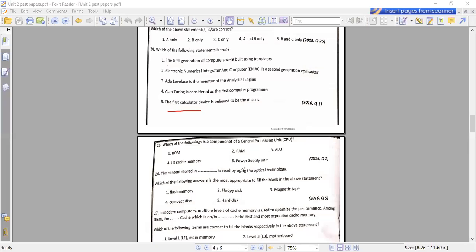Then 26. The content stored in... is read by using optical technology. Optical technology we discussed in the previous question also. So optical is done by the compact disc. For 26, the fourth answer should come.